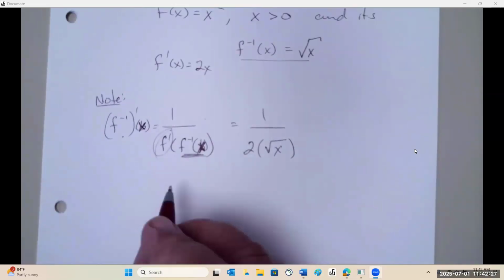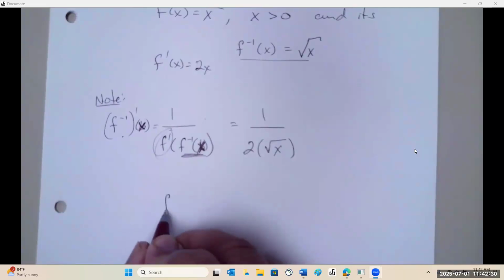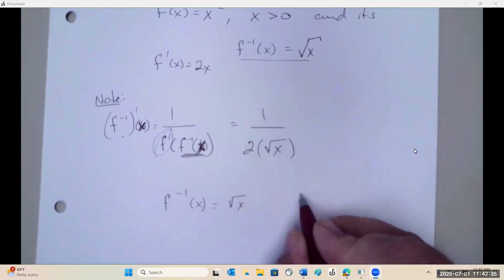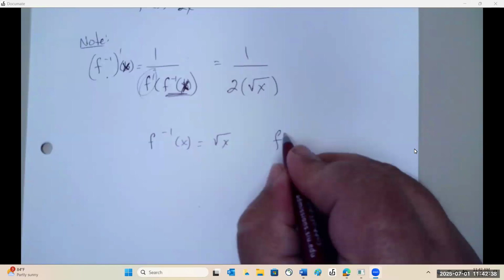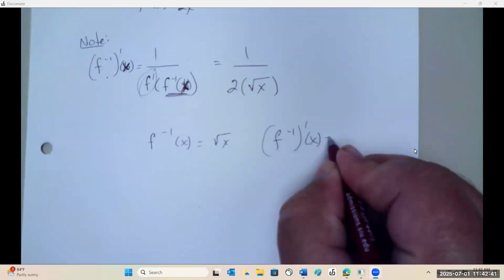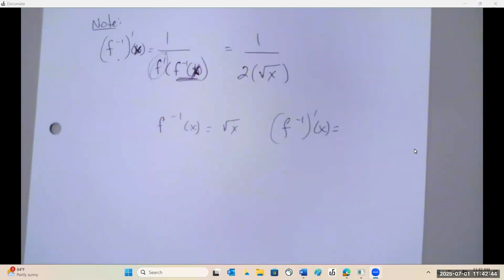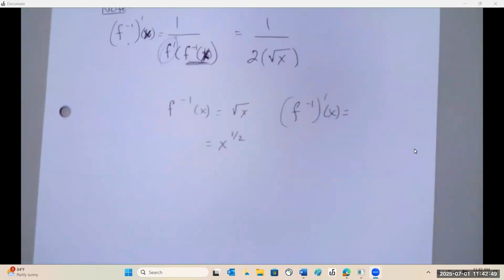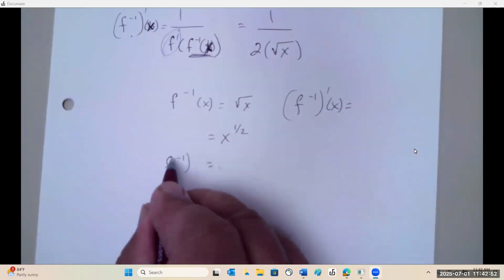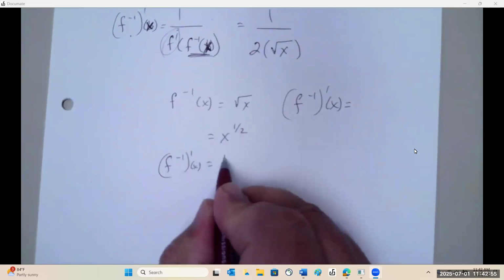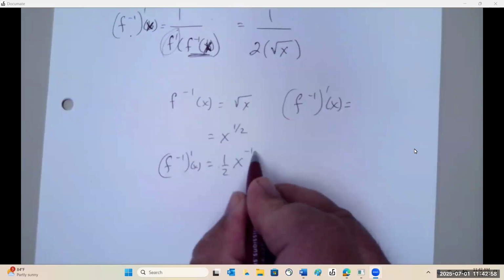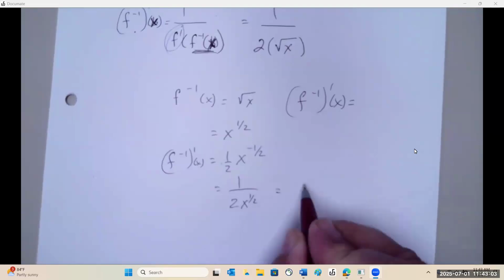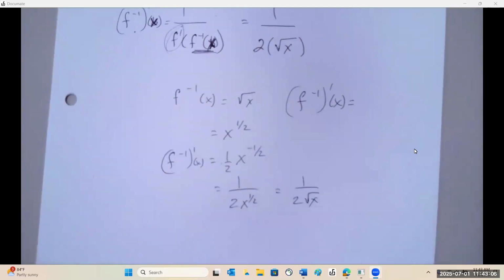Well, let's test it. If f inverse of x was the square root of x, how would we take the derivative of that the old-fashioned way? First off, make that a power of 1/2. Take the derivative of it, so the power comes down. Subtract 1, so it makes it negative 1/2. Makes it 1 over 2x to the power 1/2, which is 1 over 2 radical x.